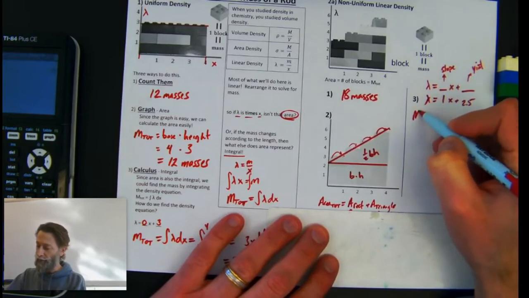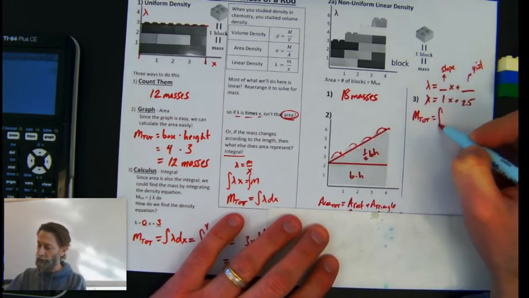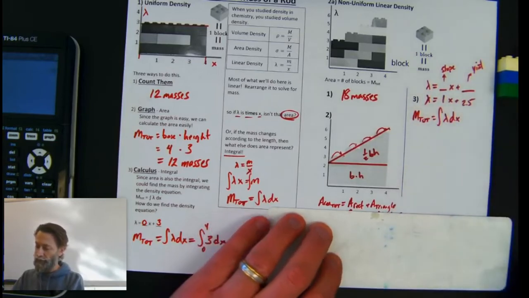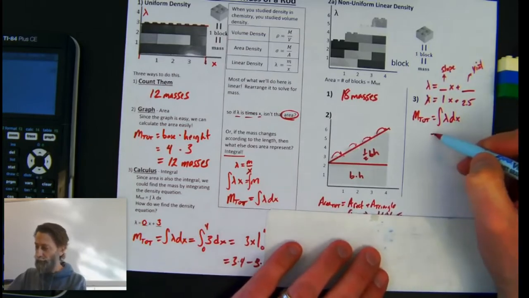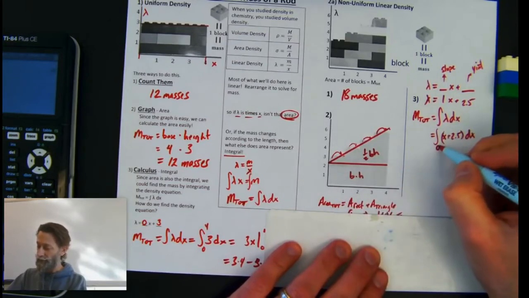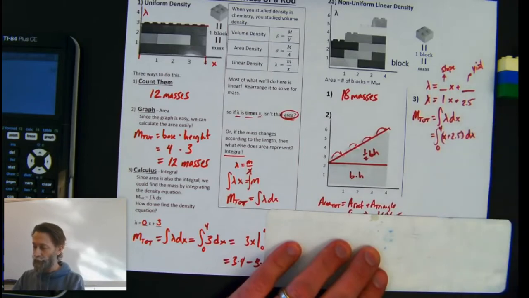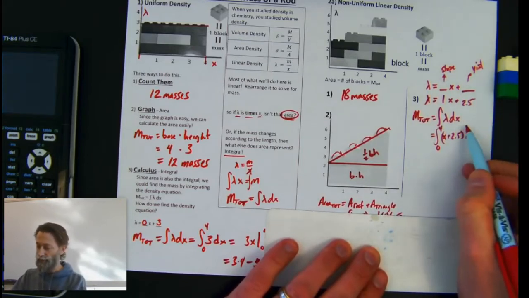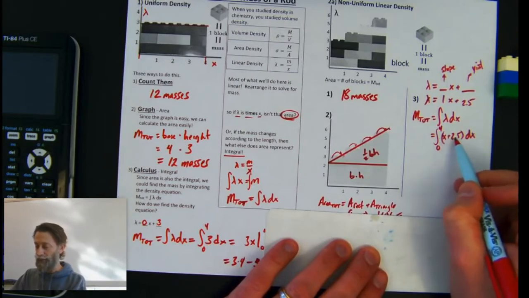Now, remember that our total mass is equal to the integral of lambda with respect to x. So we can put that equation in then, the integral of x plus 2.5 dx, and it is a definite integral from 0 to 4. So now I need to integrate that. Remember that I can more or less distribute the dx and integrate these one at a time.